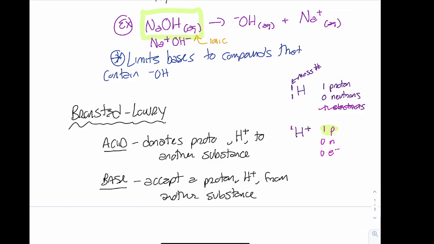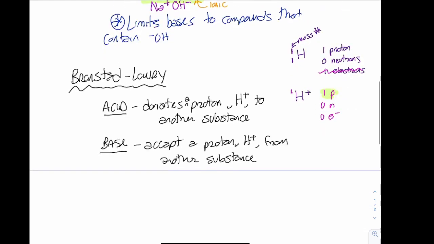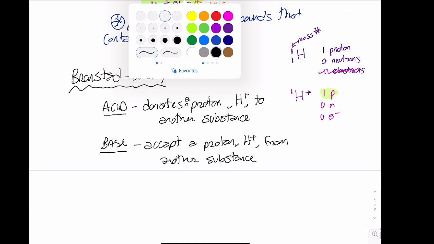I'm just keeping my tense and my plural and singular consistent. So an acid's going to donate a proton to something else. A base is going to accept a proton from something else. So these are always going to occur together. An acid's going to give a proton to the base. The base is going to take that proton from the acid. So Bronsted-Lowry acids and bases are always going to be paired.